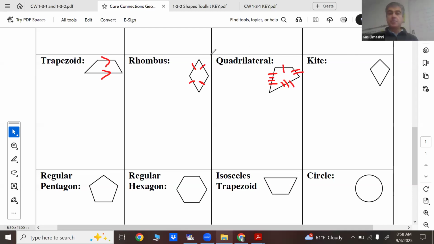Correct. Yes, that is correct. So let me do different colors for that. Thank you for bringing that up, Faith. So you have this, and then double double. Kite, nothing's parallel, but these are the same, and those are the same. Obviously these are different for the trapezoid.